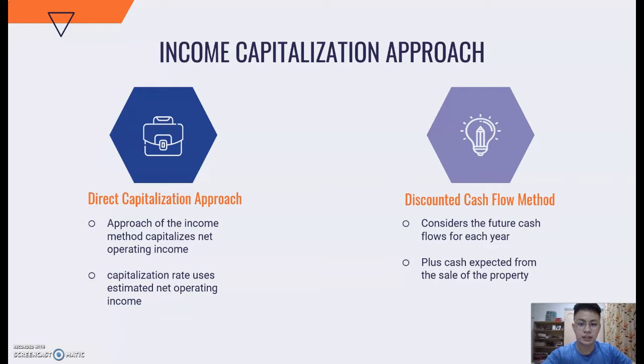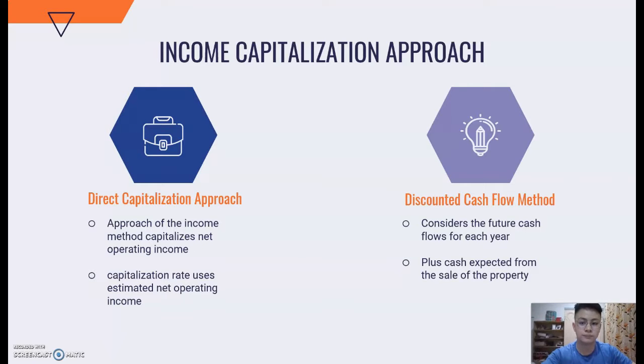For direct capitalization method, this approach of the income method capitalizes net operating income. The capitalization rate uses estimated net operating income and a purchase price that converts the net operating income to an estimated property value. Discounted cash flow method considers the future cash flow for each year of the anticipated holding period plus cash expected from the sale of the property at the end of the holding period to discount the property to a present value.